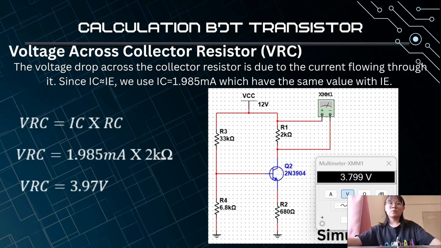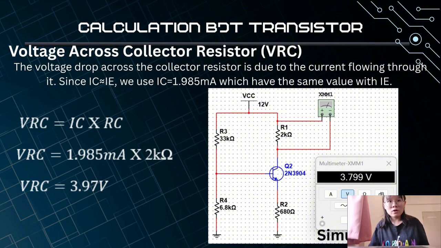Next, we need to calculate the voltage across the collector resistor, VRC. The voltage drop across the collector resistor is due to the current flowing through it. Since IC is approximately equal to IE, we use IC equal to 1.985 mA, which has the same value as IE. The following is our calculation and simulation.